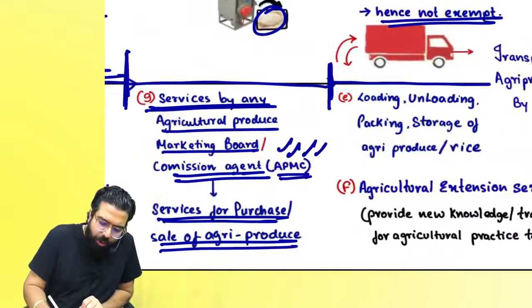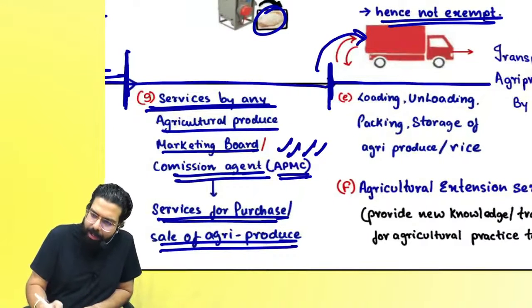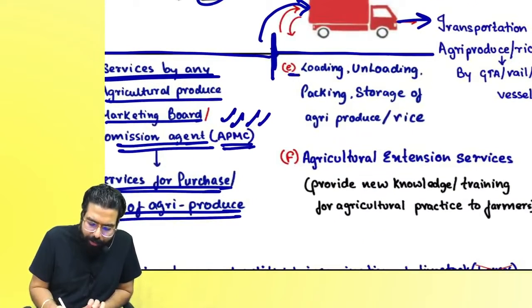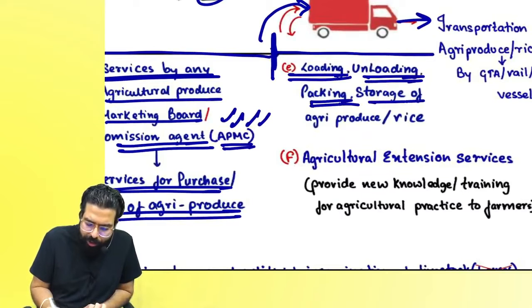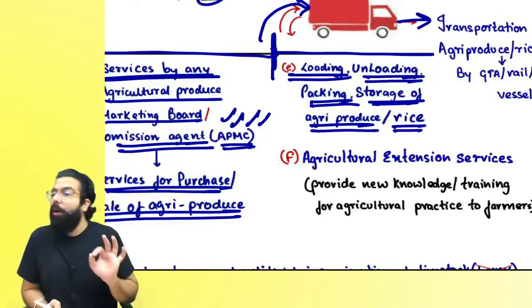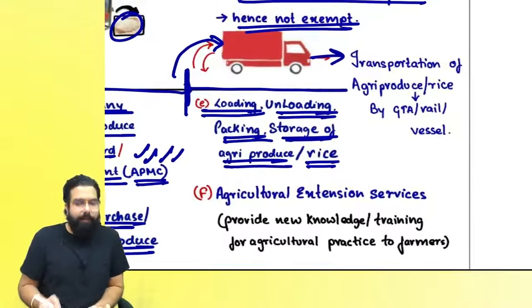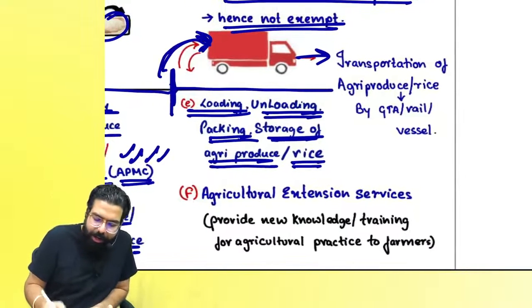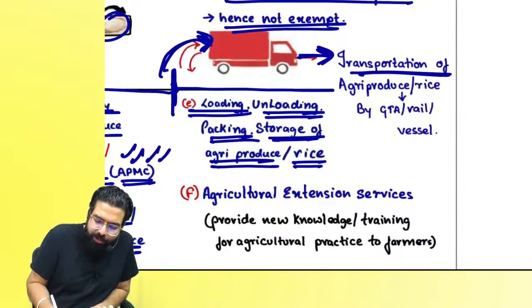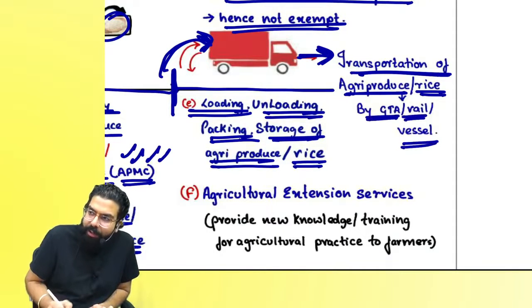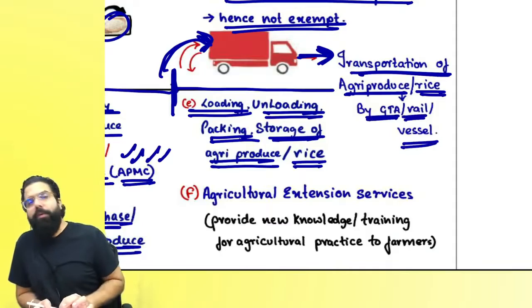Once they have sold your agricultural produce, it will be loaded in a truck and sent. Always remember, loading, unloading, packing, storage of agricultural produce or rice is also exempted. Now you will load it in a truck and it will be transported. Transportation of agricultural produce or rice by goods transport agency, rail or vessel is also exempted from GST.